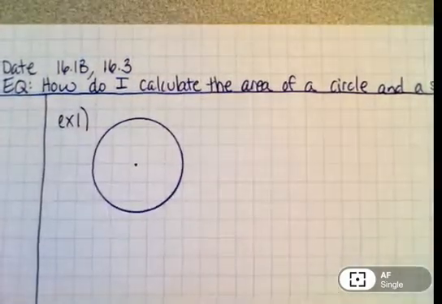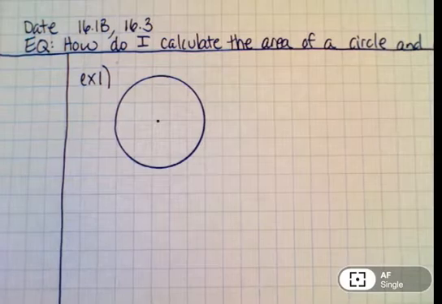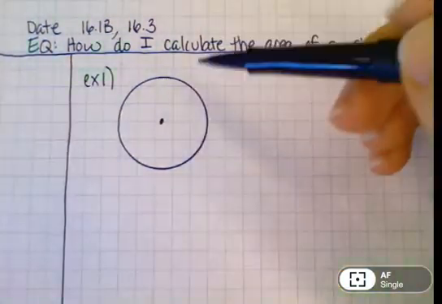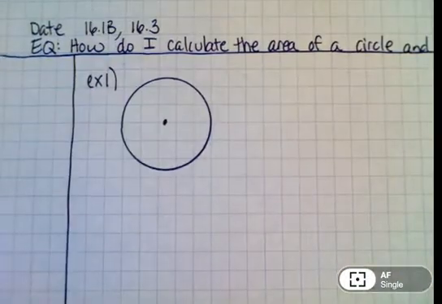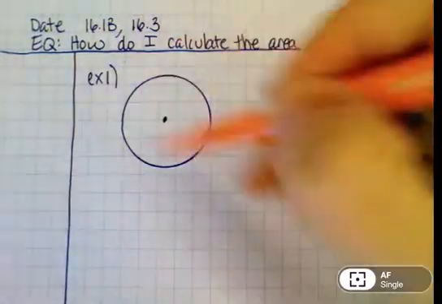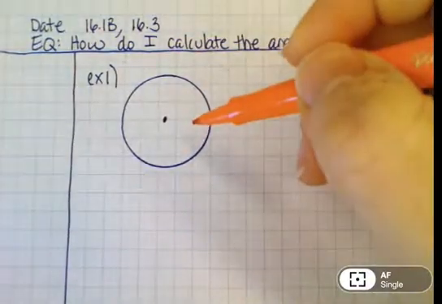So area we've talked about before. It's just the amount of space inside a figure measured in squares. So one thing I could do here, and you don't need to do this on your own paper, is approximate it just by actually counting the squares inside this circle.